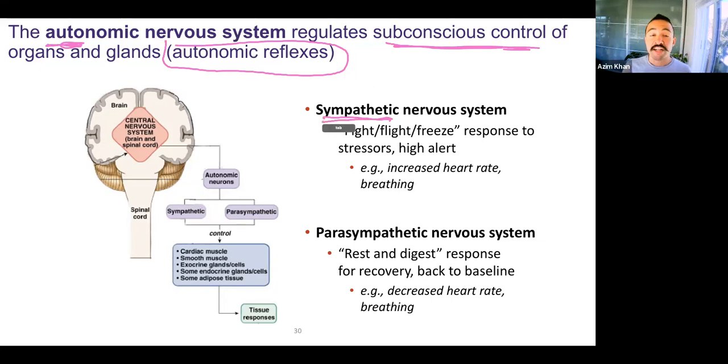Sympa means together. Like sympathy, you share sympathy, you're sharing in someone's plight, someone's sorrow. Sympathetic nervous system is that you have this response throughout your body that's coordinated. All these responses are coordinated, but that's where the name came from. These are very quick responses to stressful events.